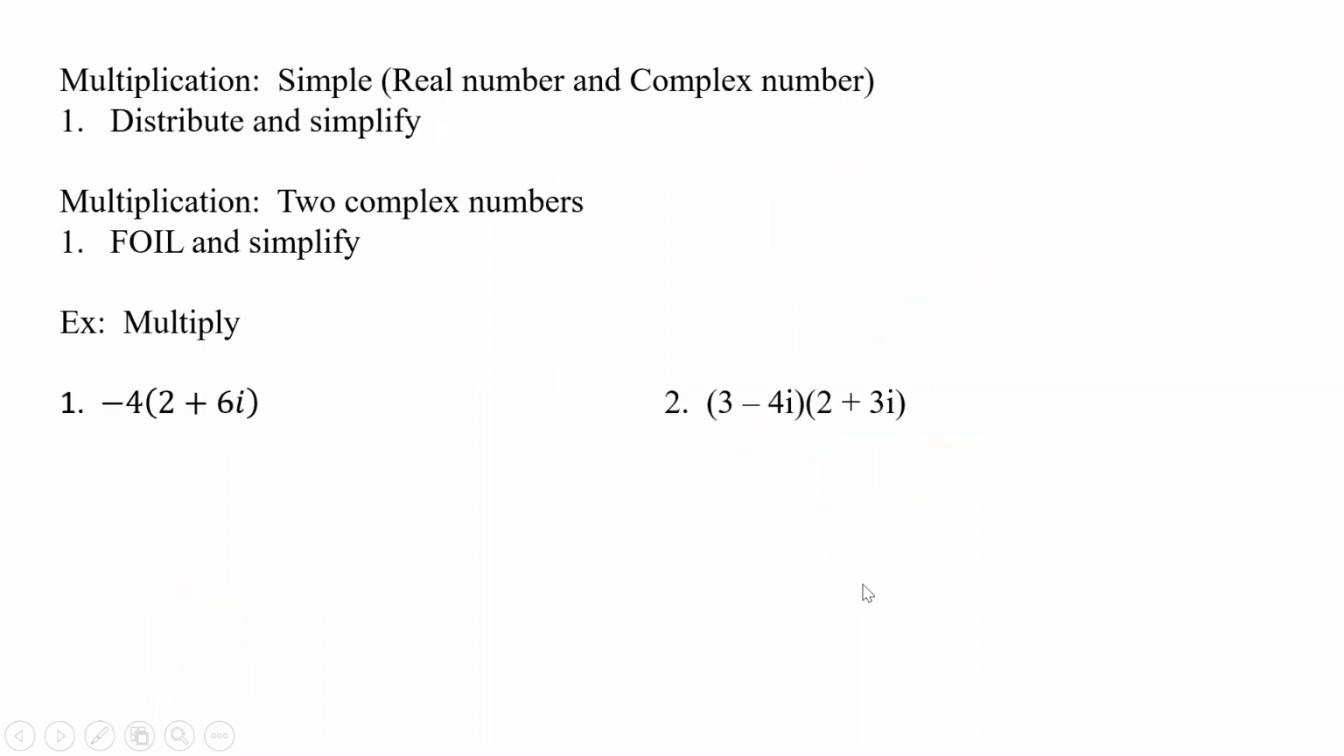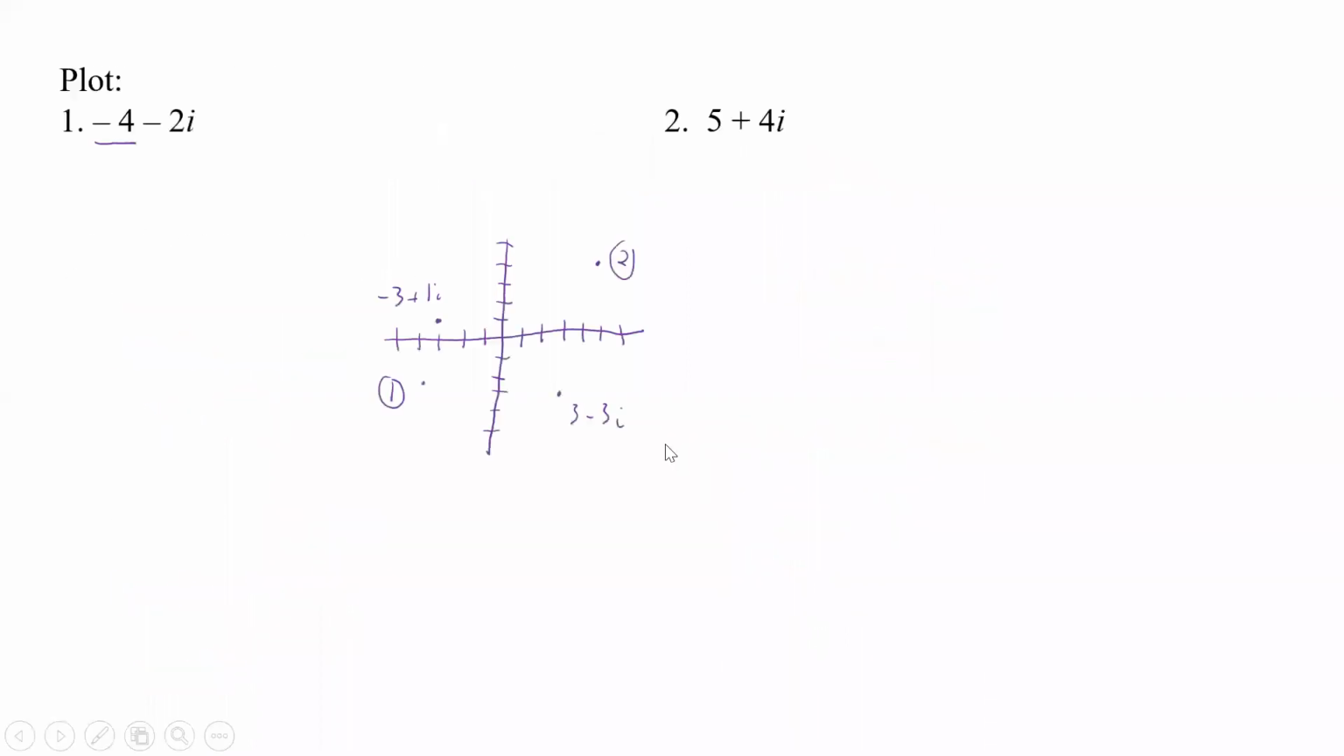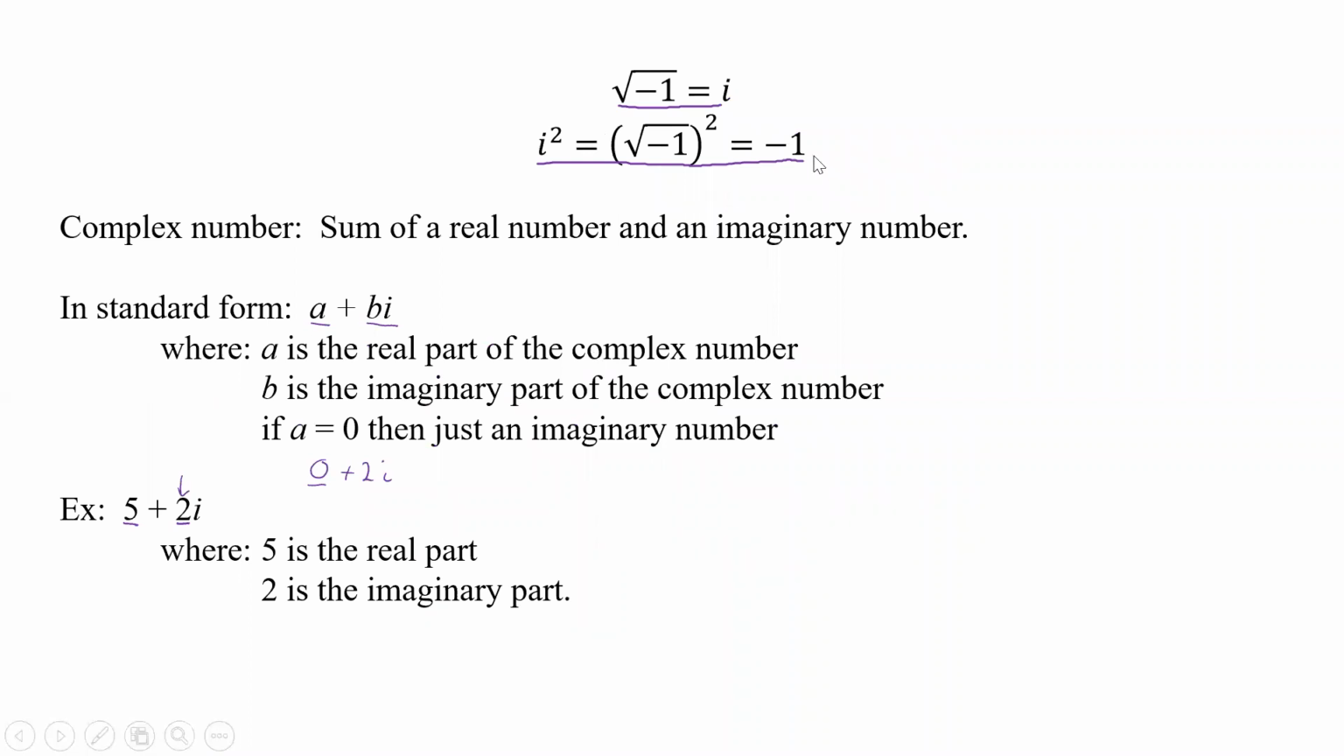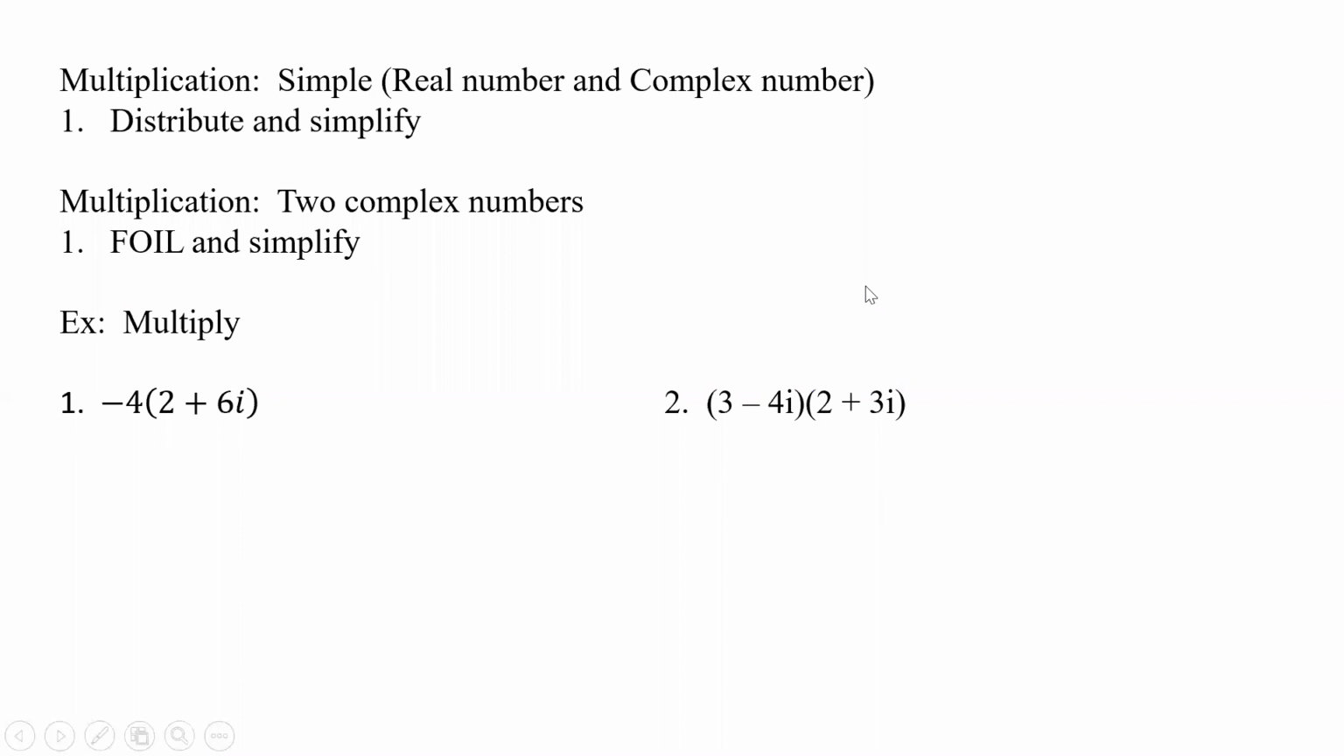All right, so that's adding and subtracting. So multiplying is going to be pretty similar. Now what we're going to have to do is remember that i squared is going to be a negative 1 if we ever run into that. That's going to be a key thing to remember. So you always want to simplify these as much as possible.